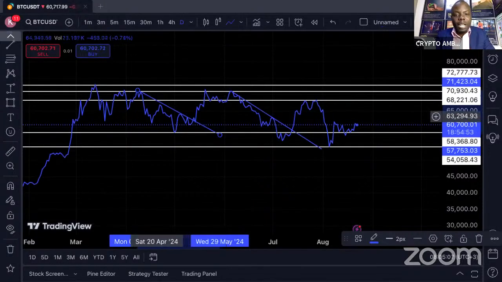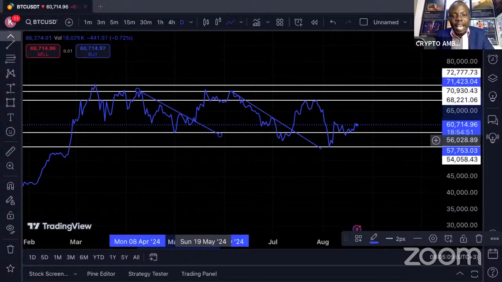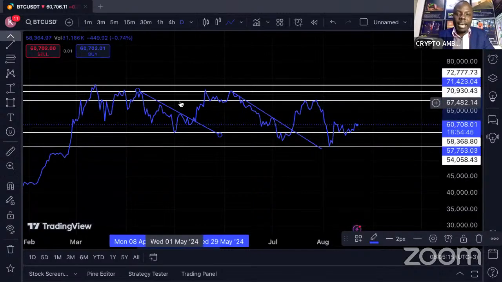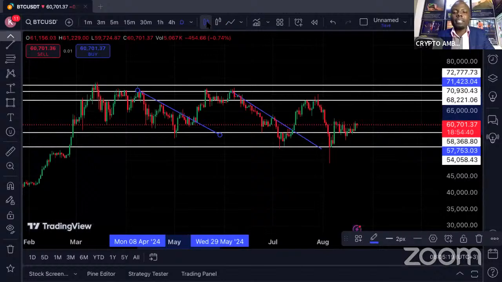So what we have drawn is a trend line. When I draw my trend line above the candle or the line, so let me return this to candles. Does that make sense?